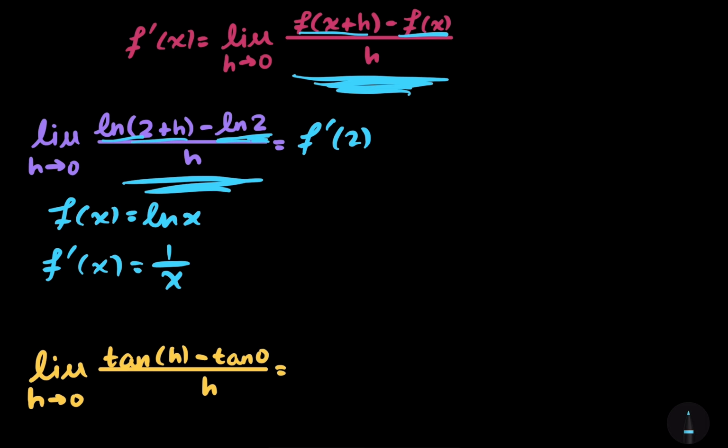And so in this case, if f prime of x is just 1 over x, then f prime of 2 is just going to be 1 over 2, or 1/2. And so this entire limit is going to evaluate to 1/2.